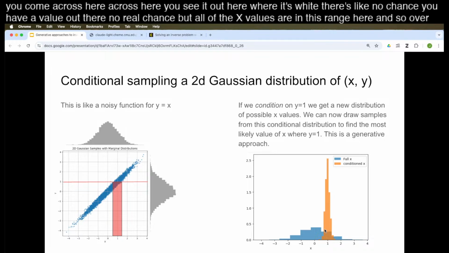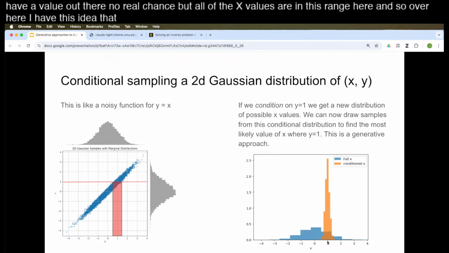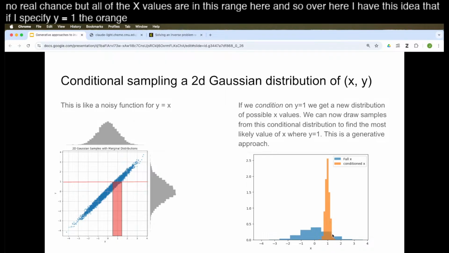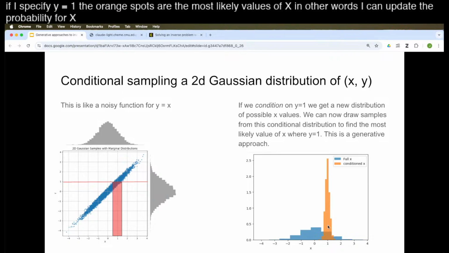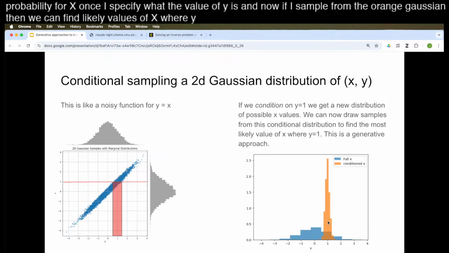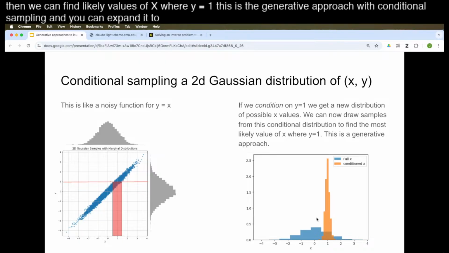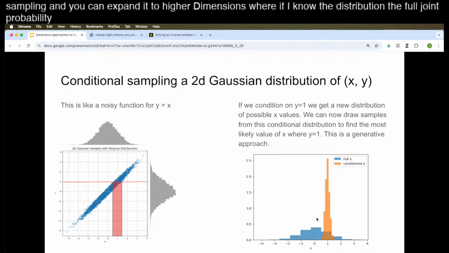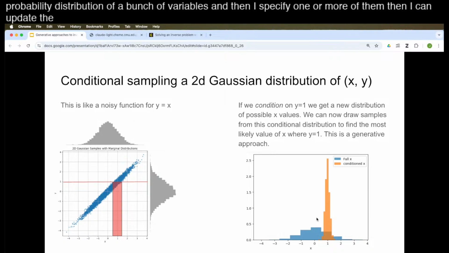And so over here I have this idea that if I specify Y equals 1, the orange spots are the most likely values of X. In other words, I can update the probability for X once I specify what the value of Y is. And now if I sample from the orange Gaussian, then we can find likely values of X where Y equals 1. This is the generative approach with conditional sampling. And you can expand it to higher dimensions where if I know the distribution, the full joint probability distribution of a bunch of variables, and then I specify one or more of them, then I can update the full probability distribution and call that the conditional probability, and we sample from that.